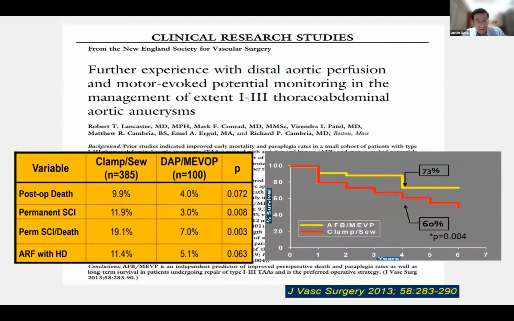There is another paper by Dr. Lancaster from Boston. He also summarized patients, comparing those with just a clamp alone without any distal perfusion to those with some kind of distal perfusion. You can also see the survival rate is much increased by using distal perfusion.